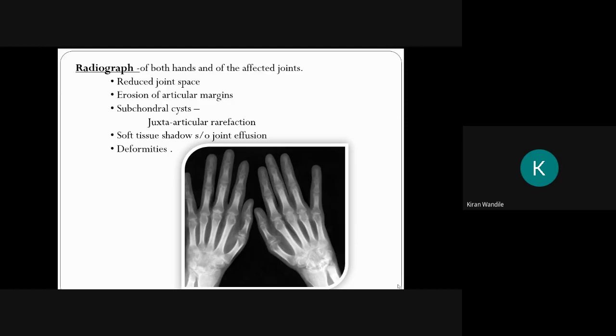So, how will you confirm your diagnosis? By seeing the X-rays. What all things do you want to see in the X-ray? In rheumatoid arthritis, there is a reduced joint space. There are erosions of the articular margins. There is a subchondral cyst, juxta-articular rarefaction, soft tissue shadow is seen due to effusion, and you can see the various deformities.